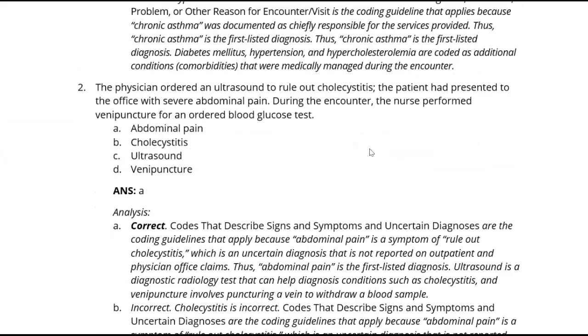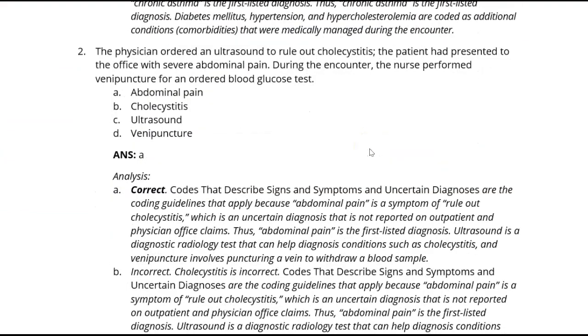All right, number 2, same thing here. Rule out cholecystitis. The patient presented to the office with severe abdominal pain. Remember, I kind of talked about that. During the encounter, the nurse performed a venipuncture for an ordered blood glucose test. The answer is A. They came in for abdominal pain. Since we're outpatient, we cannot code anything to rule out. And these are procedures. These are not diagnoses.